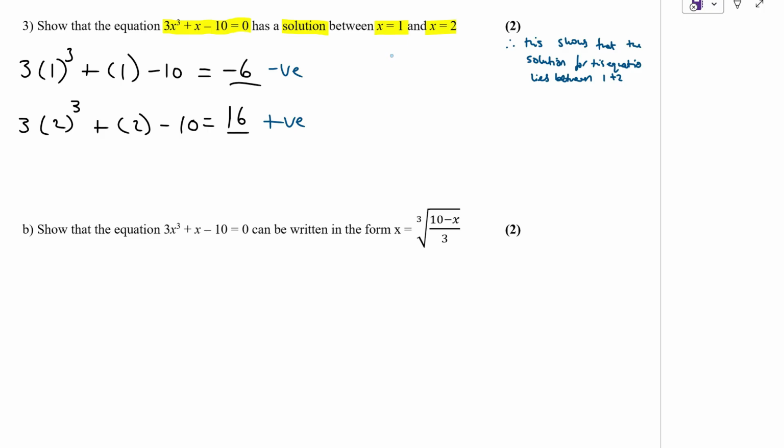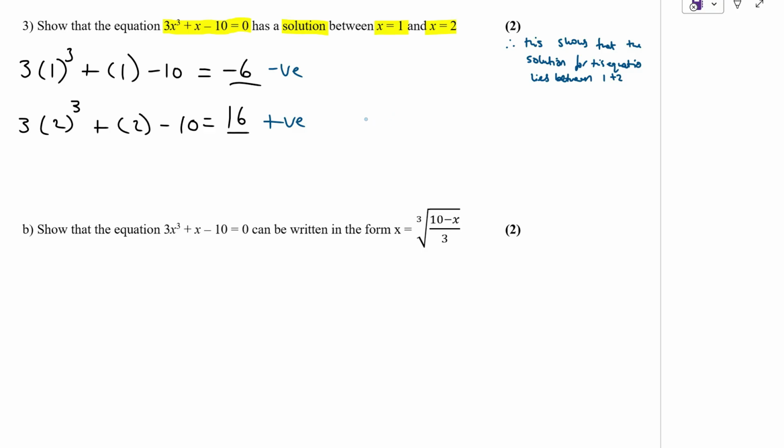So if we think about algebra and solutions, how do we know we've got a solution for an equation? If we found the solution for this equation, the value of x, once we sub that value in, it's going to equal 0. Okay, now when we've subbed in 1, we get a negative number, and when we sub in 2, we get a positive number.